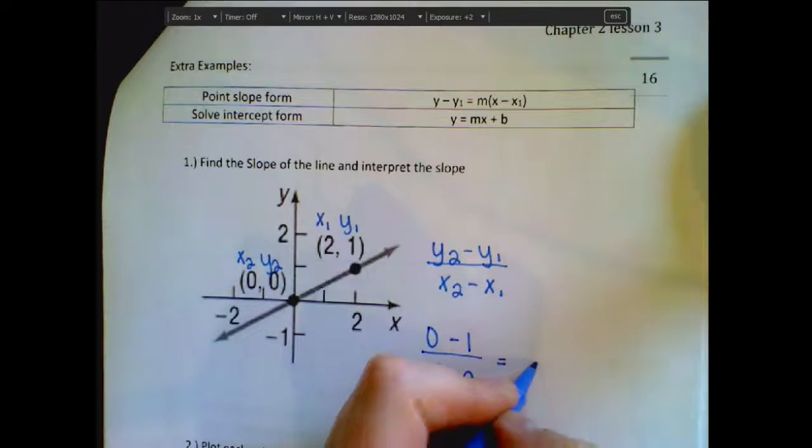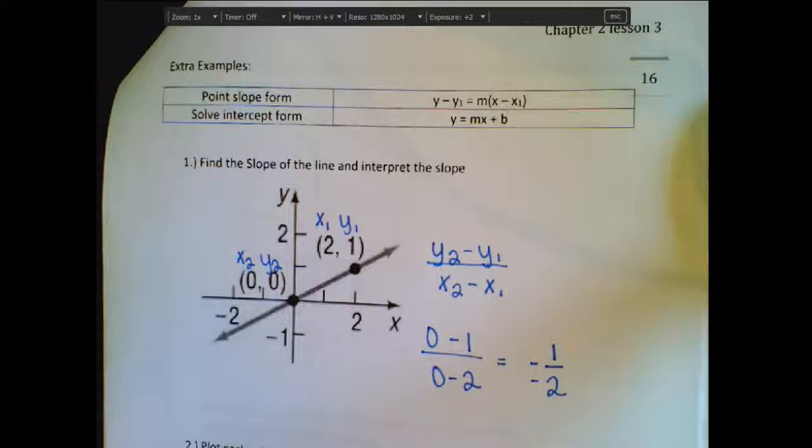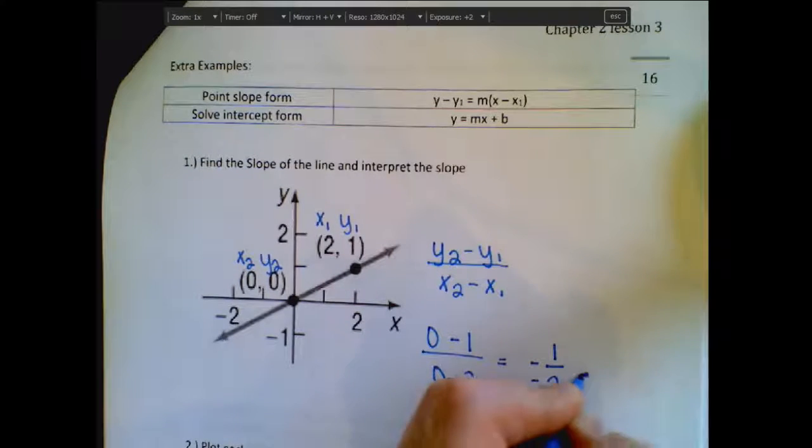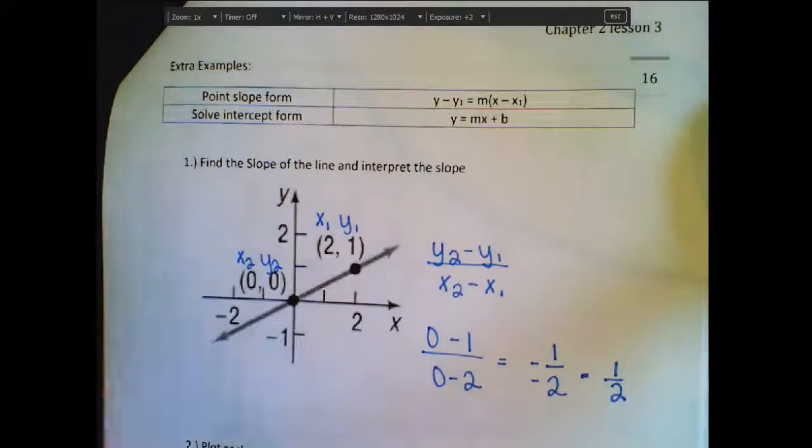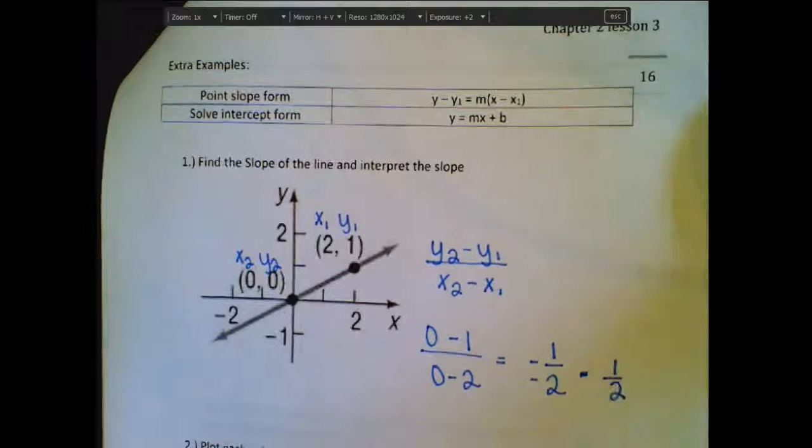Now simplify. -1 over -2. A negative and a negative makes a positive, so a positive one half for your slope there. To interpret it just means this would be a positive slope in the direction of up 1 over 2.